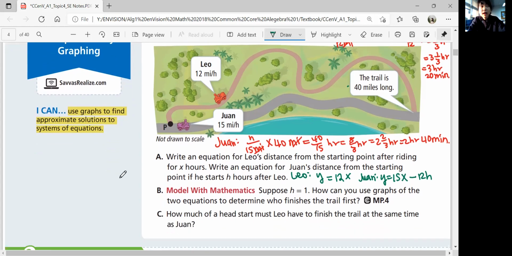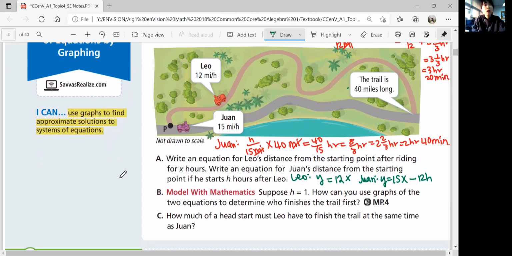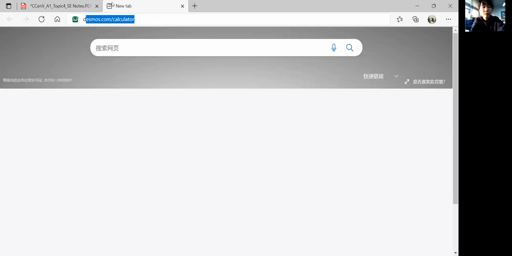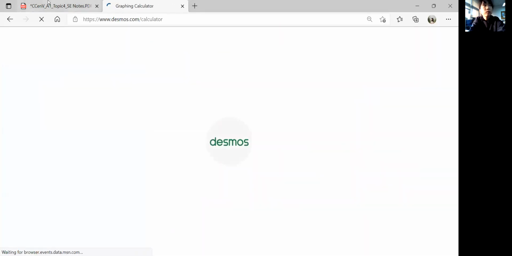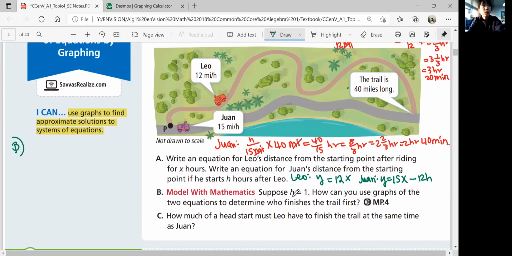Part B, suppose h is equal to 1. How can you use graphs of the two equations to determine who finishes the trail first? So for part B, how do you use the graph? Let's go to Desmos.com. First step, you're going to graph two equations, y equals 12x. And what is our next equation? H is equal to 1.